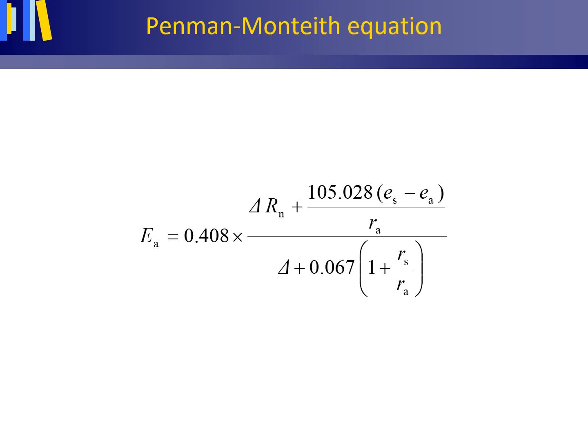Ra and Rs are resistances. They are typically expressed in seconds per meter, the reciprocal of meters per second.